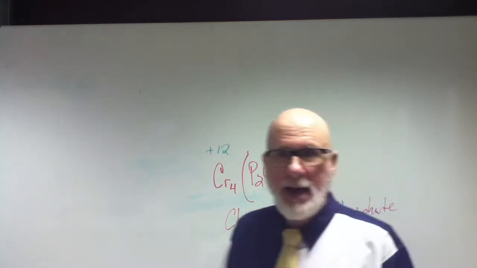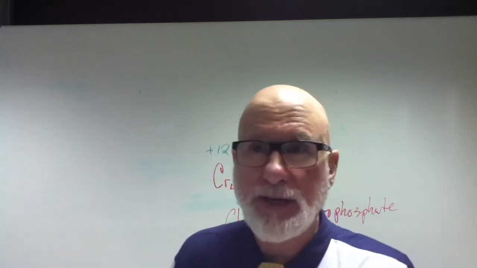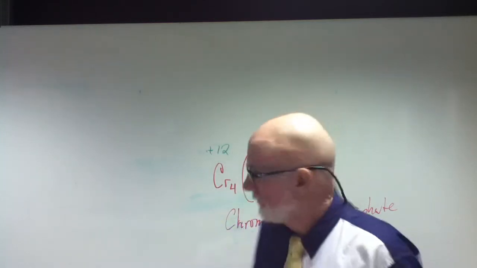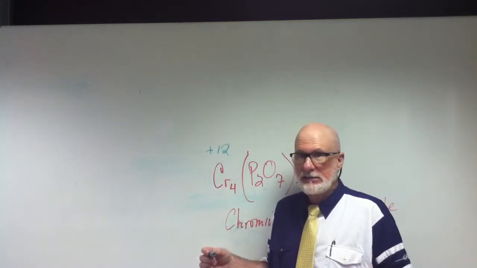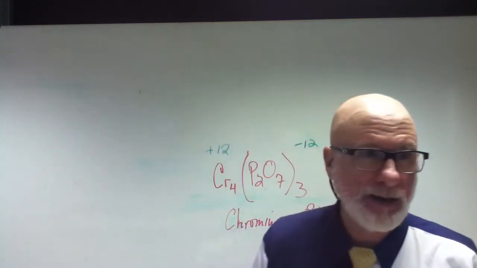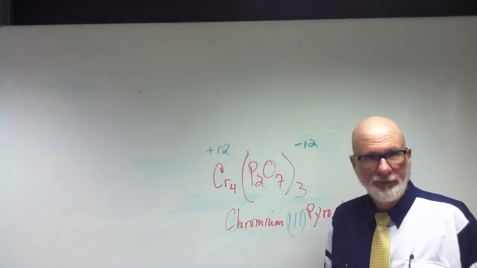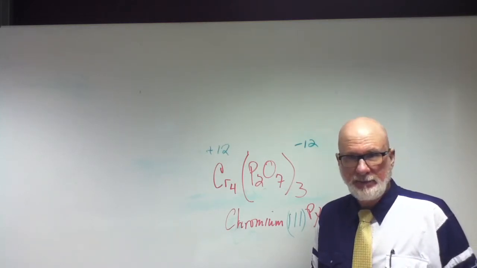Correct? Now, how many chromium are contributing to that charge of plus 12? 4 of them, yes? So what must the charge of each chromium be? Plus 3, right? So if I have plus 3 times 4 is plus 12. Does that make sense? How do you represent plus 3 as a Roman numeral? I. You get it? Are you getting it? Easy? Easy?